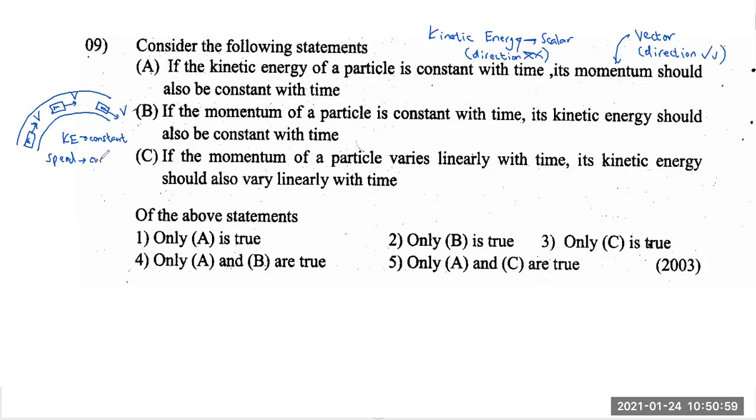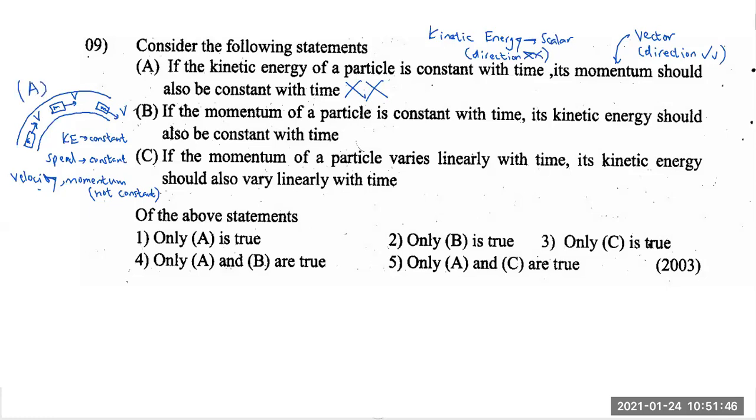Speed is also a scalar, but the problem is both velocity and momentum will not be constant. What's the reason? Because the direction is changing. Direction change does not affect scalars like kinetic energy or speed, but direction change definitely affects vectors like velocity and momentum. Therefore, this is incorrect. We can't agree with that. Statement A says: if the momentum of a particle is constant with time, its kinetic energy should also be constant with time. All right. That is correct.